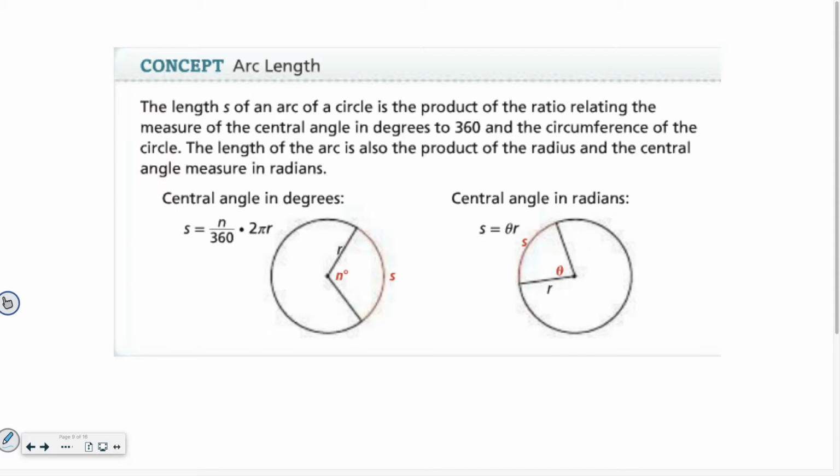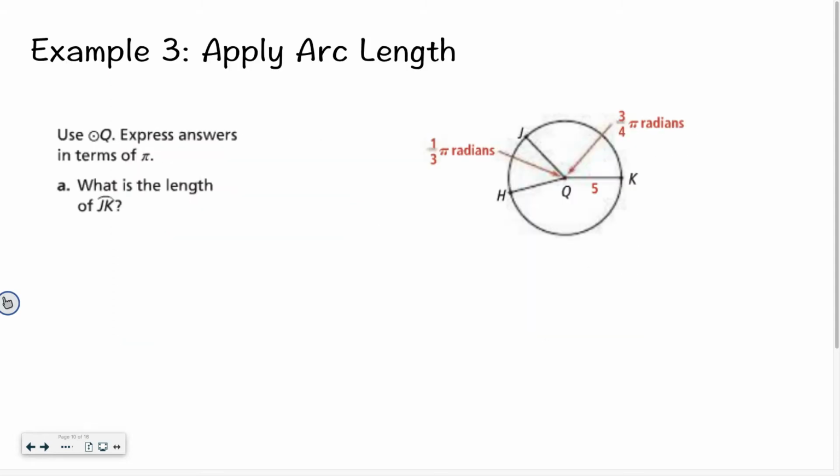So, arc length. This is the summary of it. If we're working with degrees, this is your equation. If we're working with radians, this is your equation. Make sure you have those memorized. This is a great thing to take a screenshot of. And let's talk about applying the arc length.